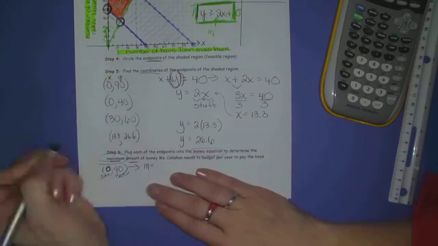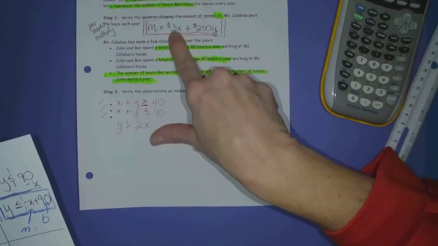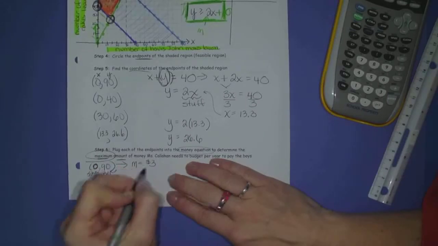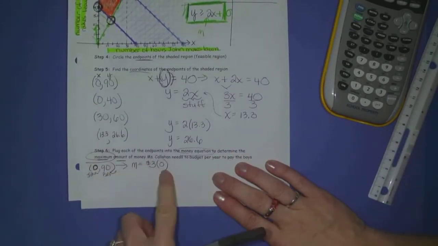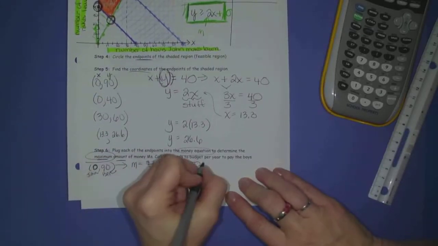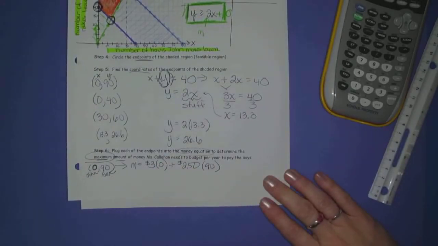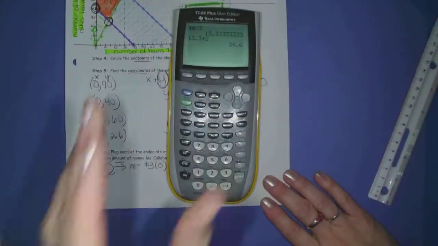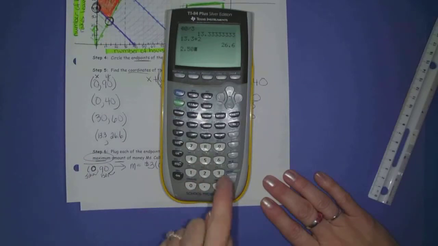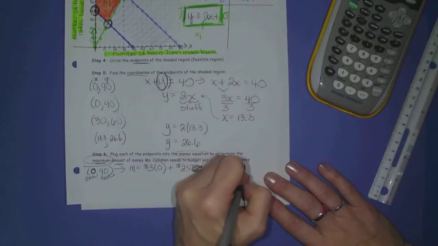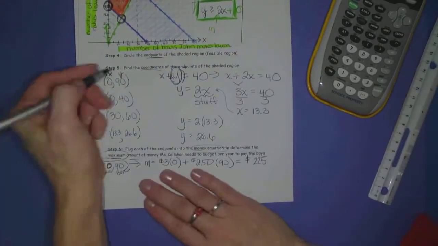So my money would be, now remember the money equation right here, 3x plus 2.50y. So I'd pay $3 an hour for absolutely 0 hours that John works, plus $2.50 an hour for the 90 hours Ben's going to work. And that's going to mean I have to budget, if this is the scenario, $2.50 times 90 hours. I'm going to have to budget $225 to pay Ben, basically. Okay, $225.